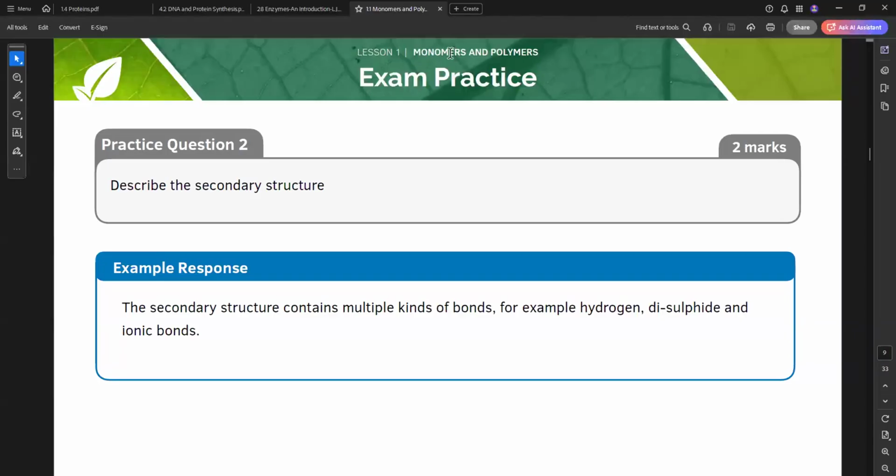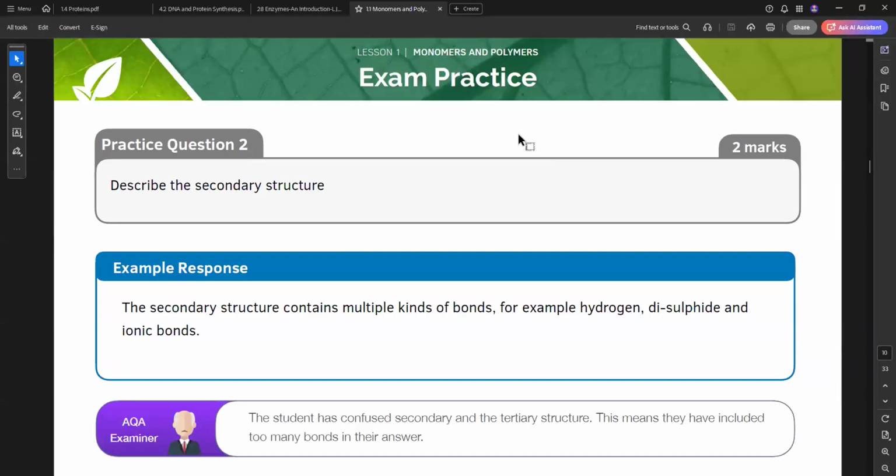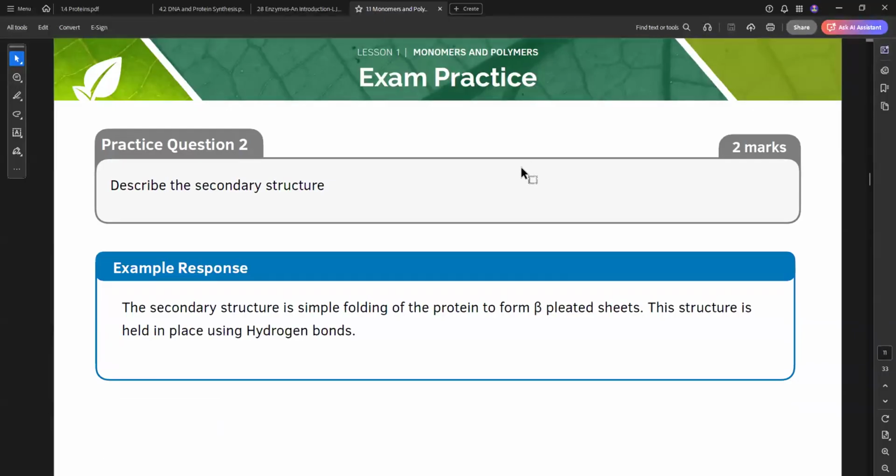Got a couple of zeros. Yeah, so this is tricky. Unfortunately, this would probably end up as a 0 because they've confused secondary and tertiary structure. Okay, so they've included too many bonds in their answer, and they've not actually mentioned some of the key structural properties of secondary structure. So here's another one.